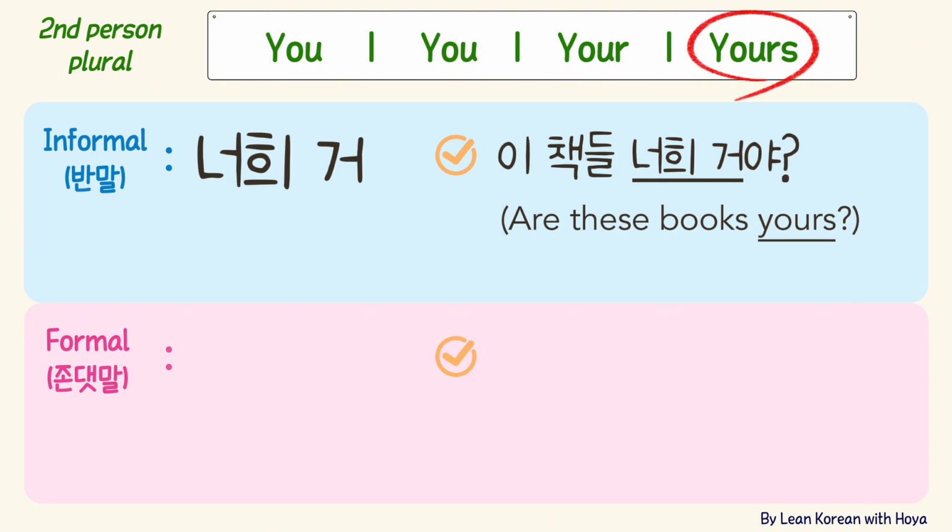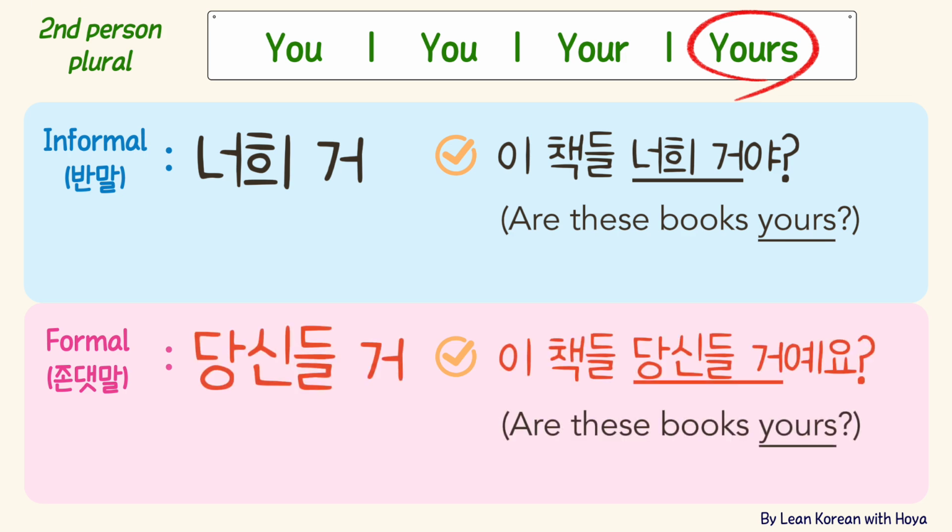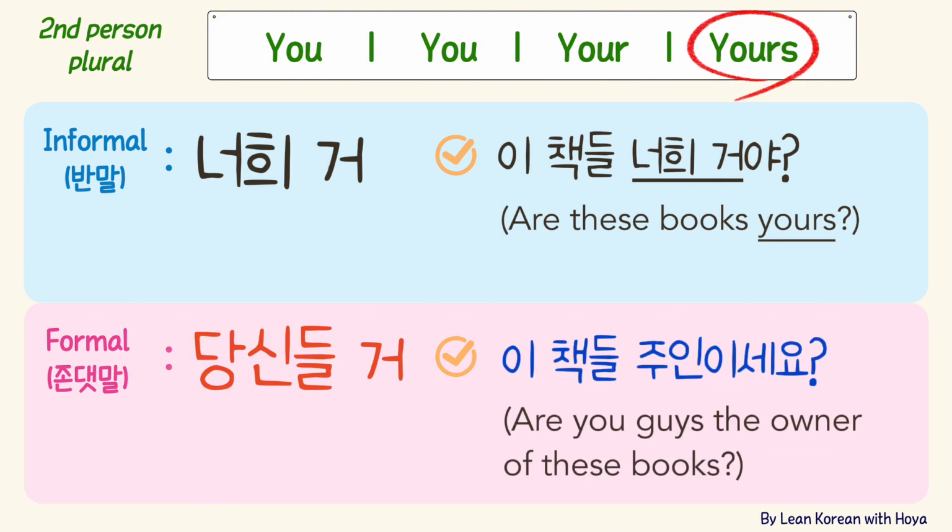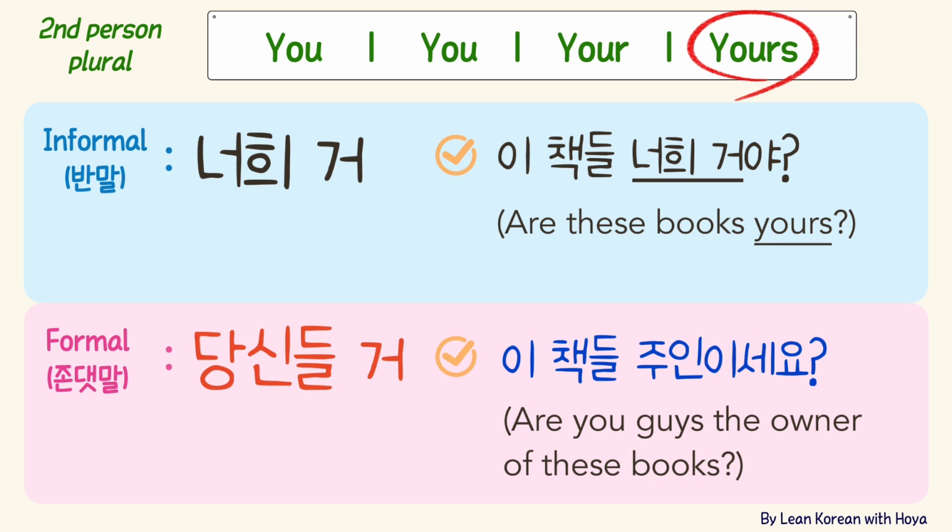The formal version, according to the textbook, is 당신들 거. 이 책들 당신들 거예요? But since it may sound rude if you say it this way, it's better to say 이 책들 주인이세요? Which literally means, are you guys the owner of these books?